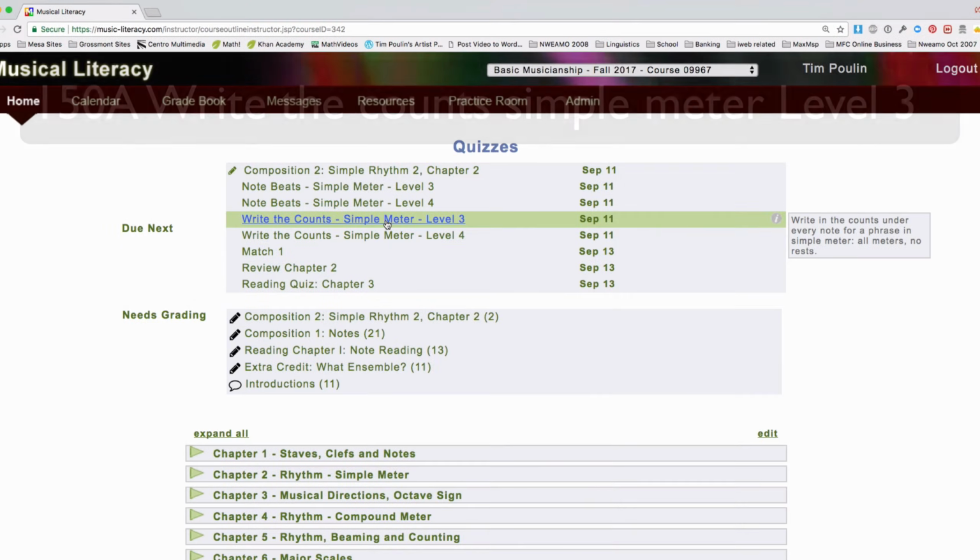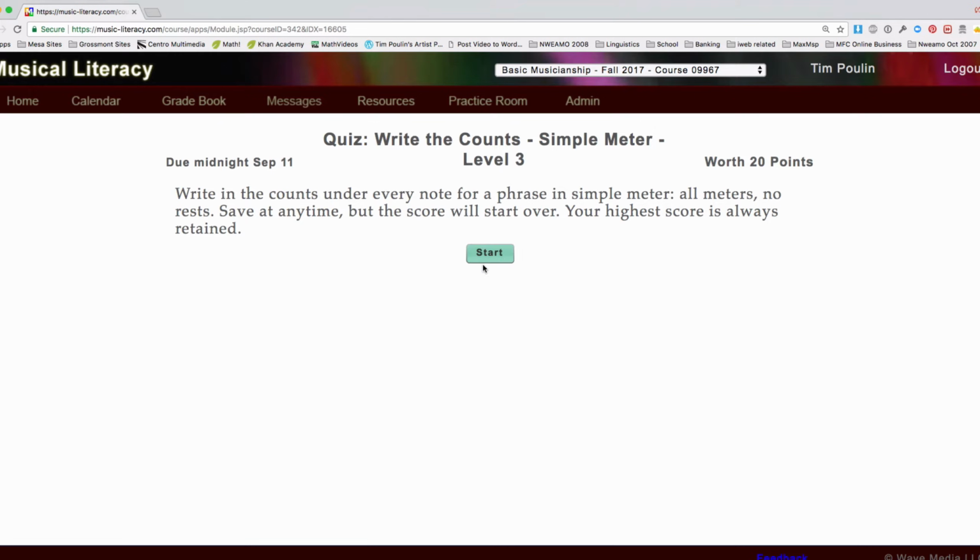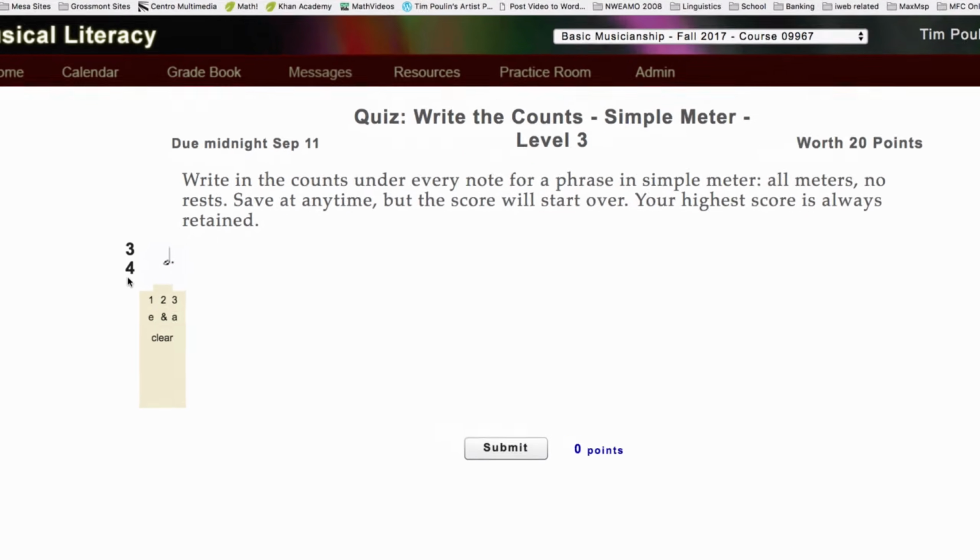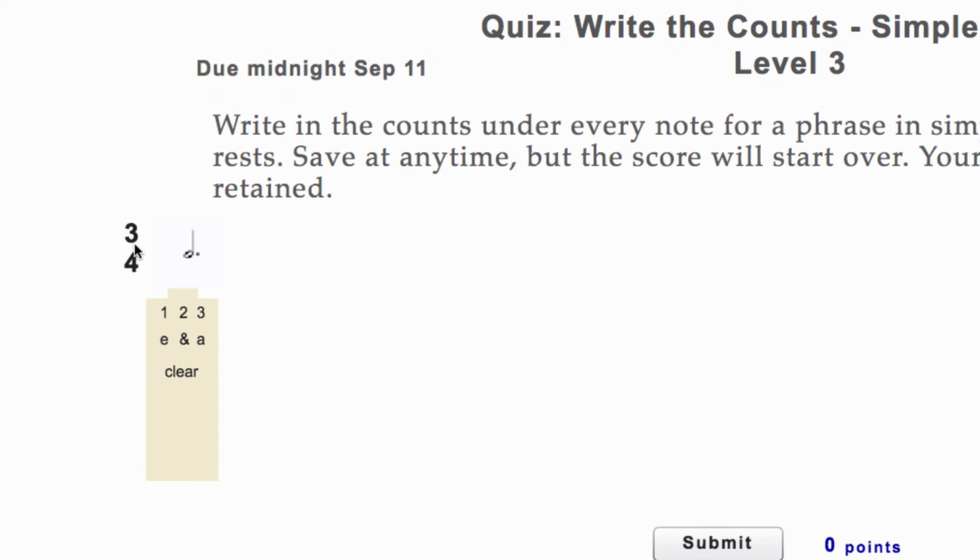Let's run through Write the Counts Simple Meter Level 3. First we load this thing. It says writing the counts under every note for a phrase in Simple Meter. It's going to give us some type of meter here, 3/4. With 3/4, I know there's just 3 beats, and each quarter note gets 1 beat. So I just simply type 1, 2, 3, since this is a dotted half, 3 beats long, and hit submit.